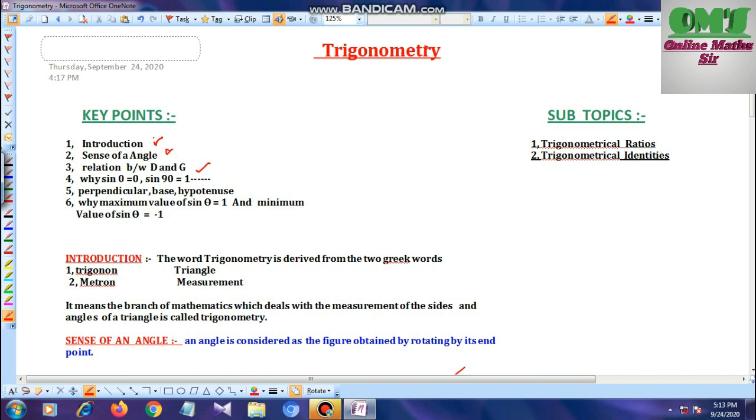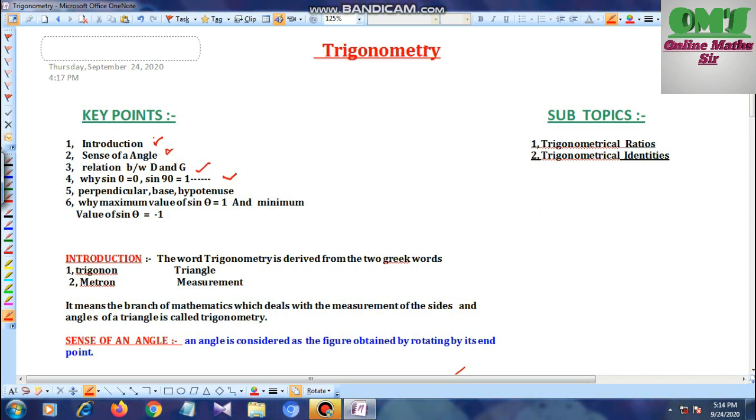is why sine 0 degree is 0 and sine 90 degree is 1, and sine 30 degree is half. So this is the question: why sine 0 is 0. Many students always think why sine 0 is 0 and why sine 90 is 1.